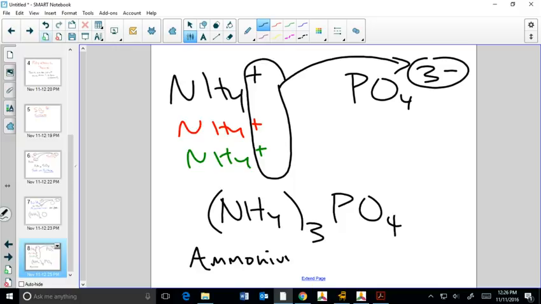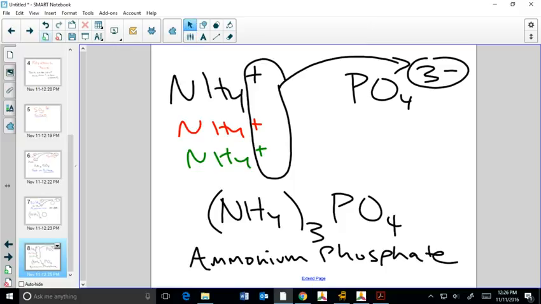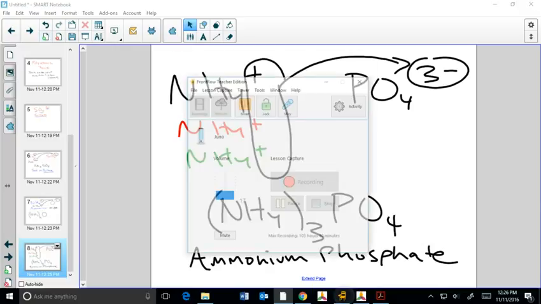Ammonium phosphate. So there you go. That's polyatomic ions and how we put them together.